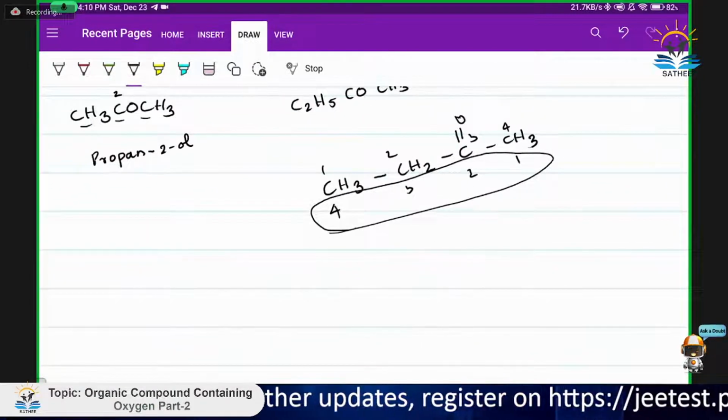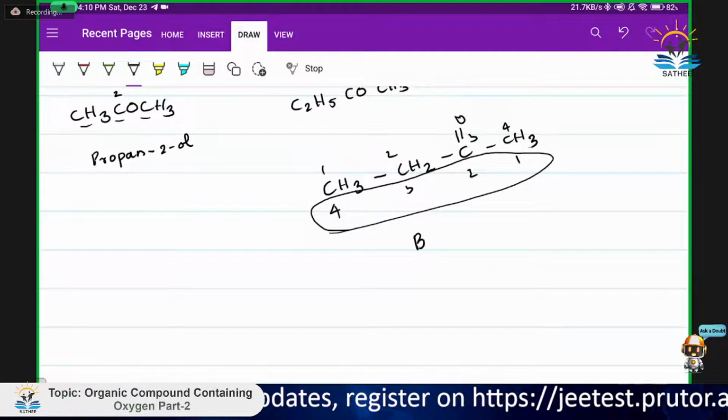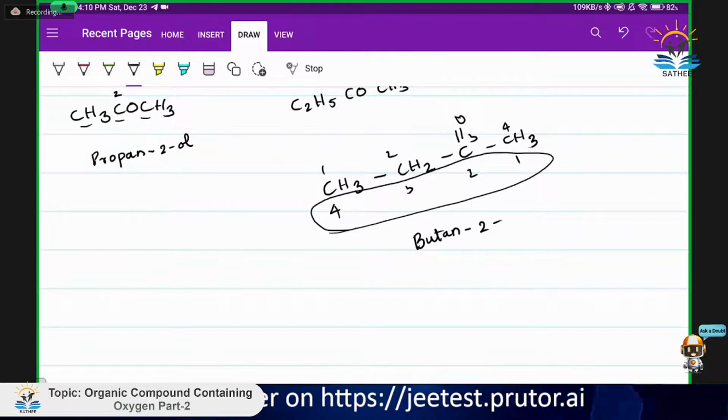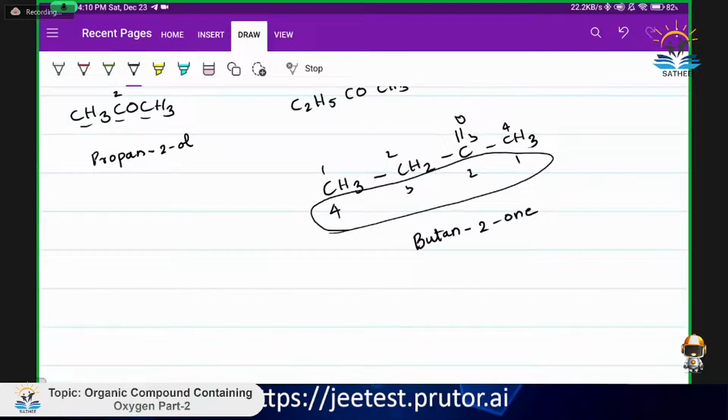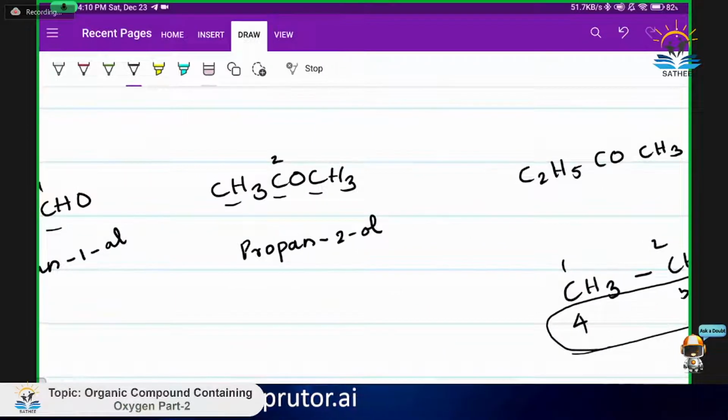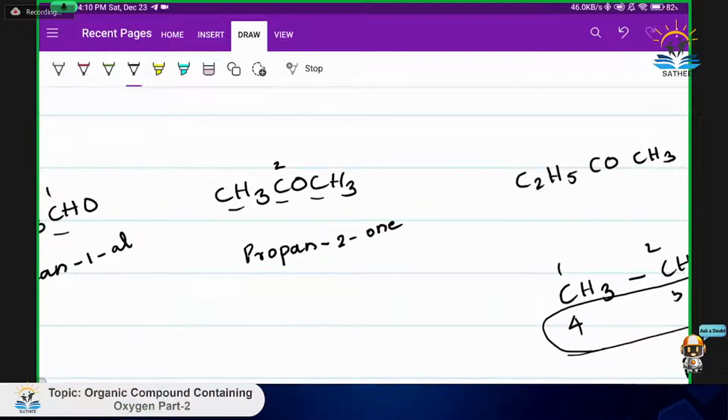So when we name the compound, the name will be butane-2-one. Sorry, here it was a small mistake. It is butan-2-one. Okay.